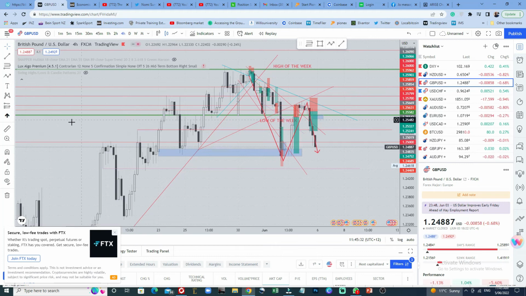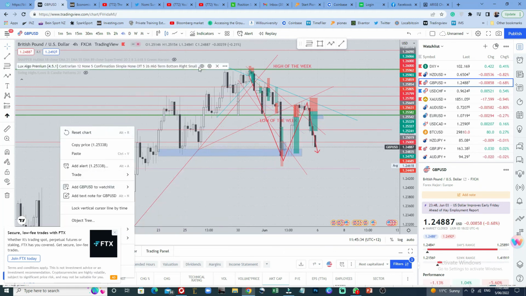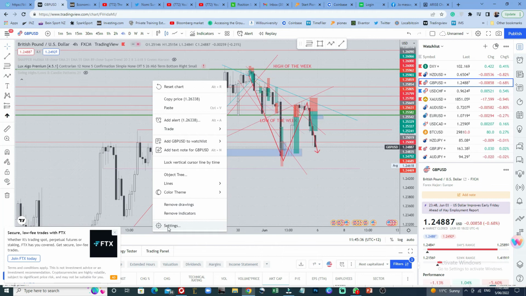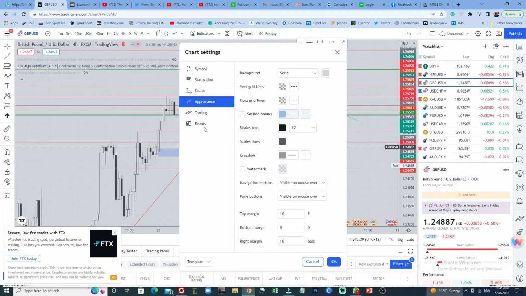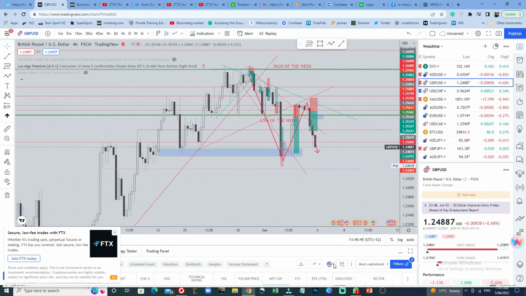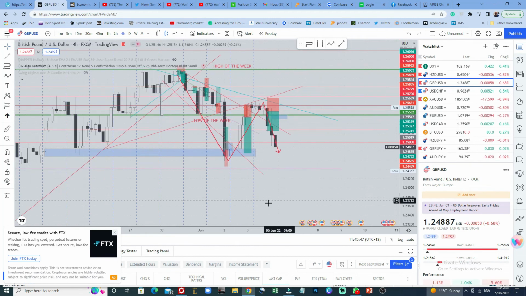right click here, click settings, go to settings, click appearance, then click section break. Do that on the 4 hours. When you do that on 4 hours, you expand your screen.